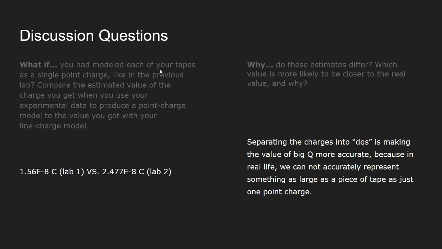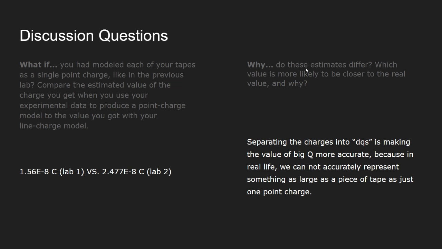First one: what if we had modeled each tape as a single point charge, as we did with Lab 1? I have shown the charges I got from Lab 1 versus Lab 2. There's about a 1.58 times increase for the one in Lab 2 because it's more essential to have those DQs. It's more realistic, which leads us into the second question.